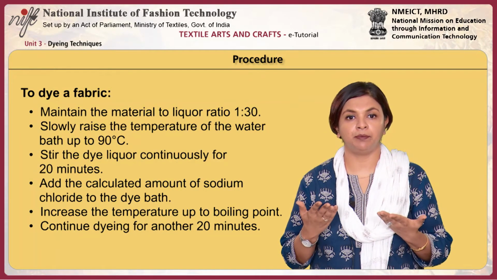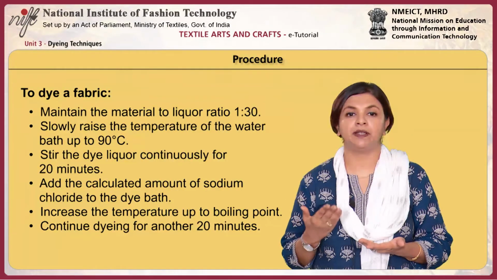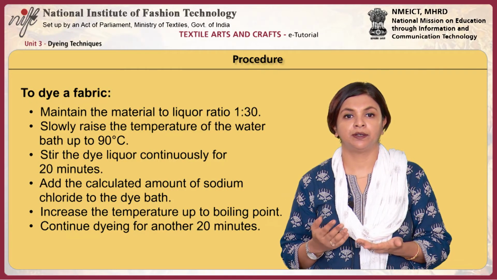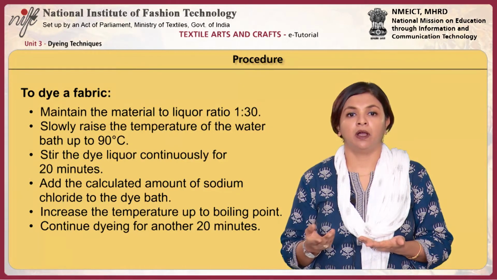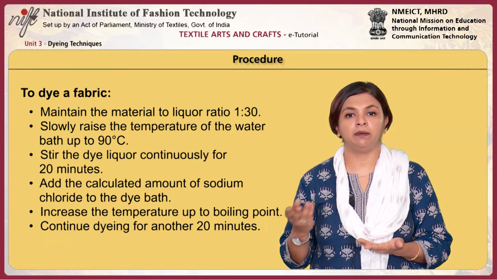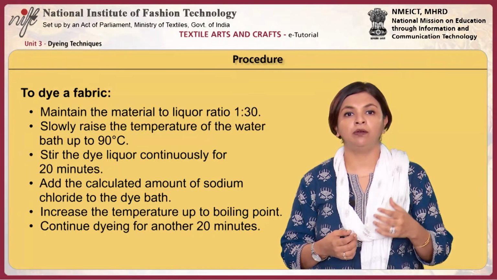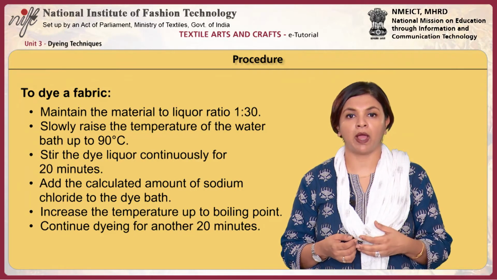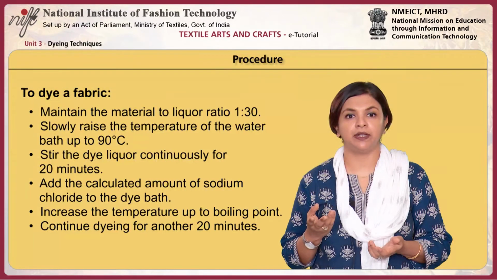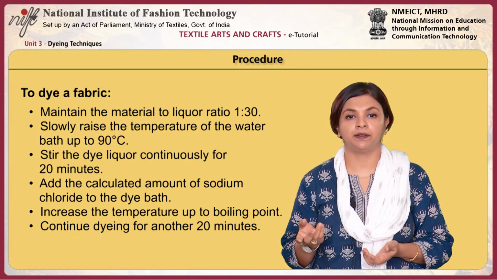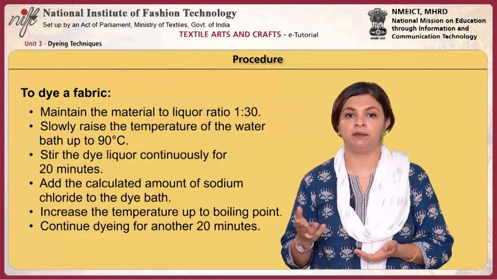Slowly raise the temperature of the water bath up to 90 degrees centigrade. Stir the dye color continuously for 20 minutes. Add the calculated amount of sodium chloride to the dye bath. Increase the temperature up to boiling point. Continue dyeing for another 20 minutes.